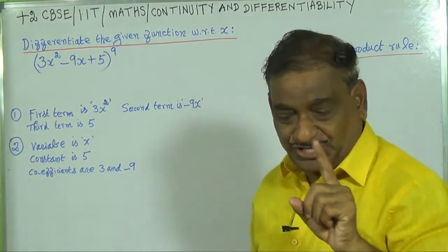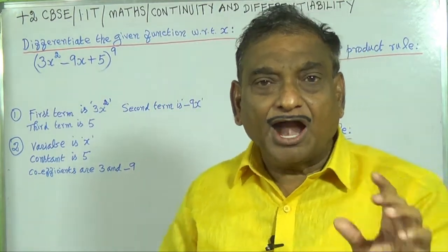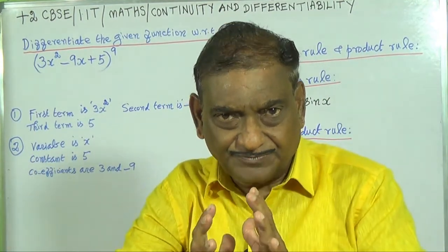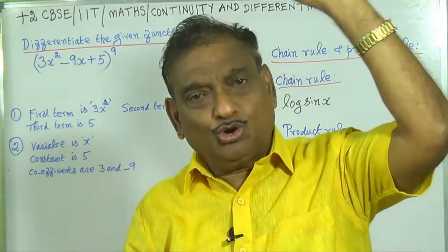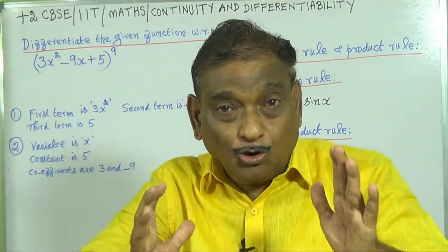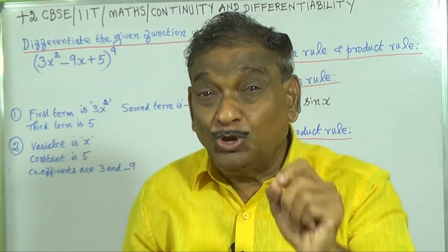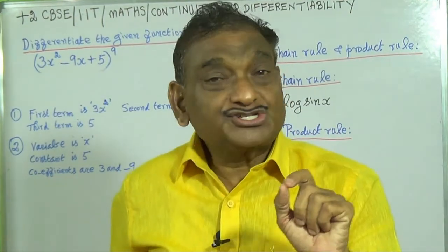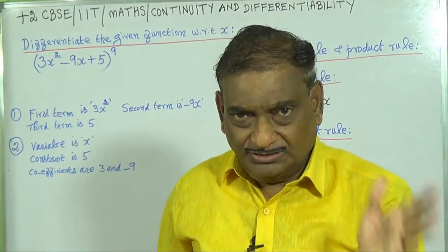What is coefficient? Coefficient is a number coming along with the variable. What is the constant? It is also a number, but it comes alone. It is a pure constant, just like pure ghee. The constant will not come along with the variable.